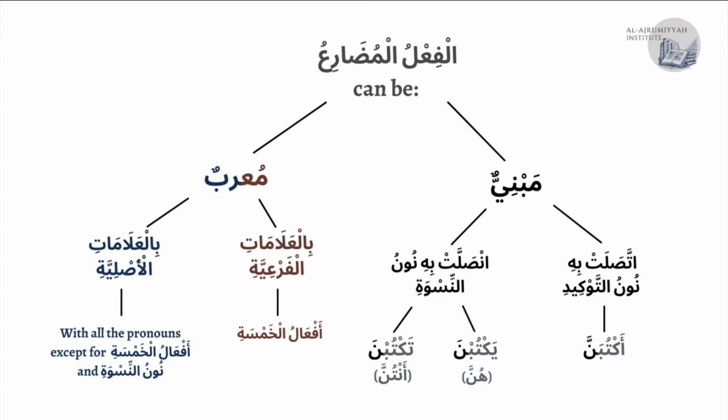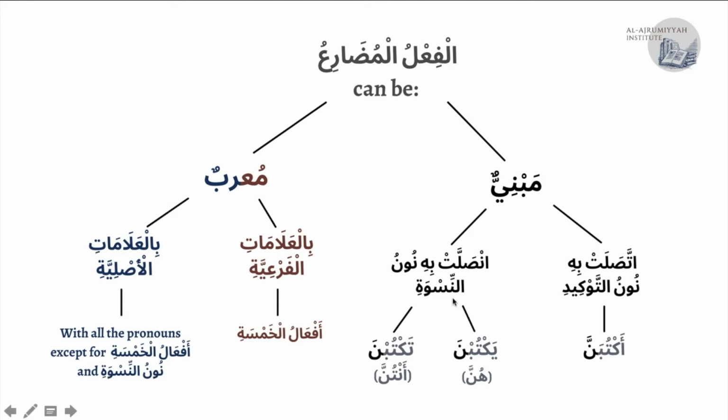It's stuck in two scenarios. إذا اتصل به نون التوكيد, if نون التوكيد is attached to it, which is something we're going to cover in later videos, so we can ignore that for now. And it's also going to be مبني, and this is important for us, إذا اتصل به نون النسوة, if the noon of femininity is attached to it, which is a noon that you find in يكتبن and تكتبن, يعني هن and أنتن. This noon at the end of يكتبن and تكتبن is not ثبوت النون. Rather, it's called نون النسوة.